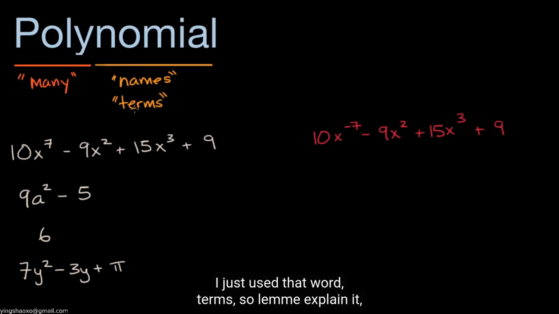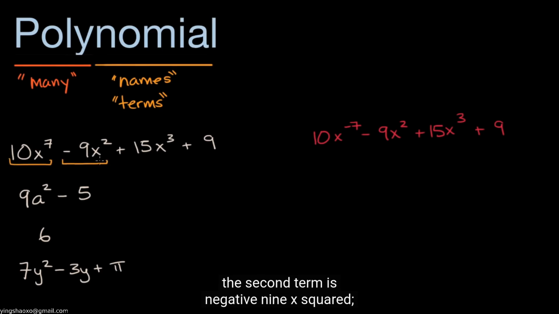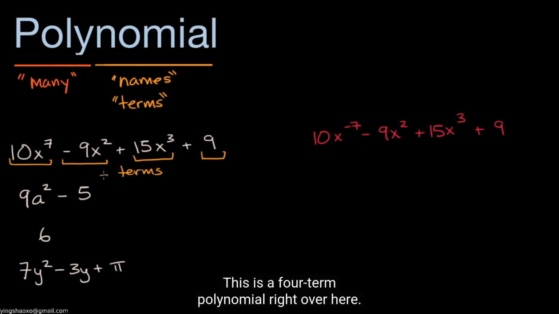And I just used that word term, so let me explain it, because it'll help me explain what a polynomial is. A polynomial is something that is made up of a sum of terms. And so, for example, in this first polynomial, the first term is 10x to the 7th. The second term is negative 9x squared. The next term is 15x to the 3rd. And then the last term, maybe you could say the fourth term, is 9. And you can see something, let me underline these. So these are all terms. This is a 4-term polynomial right over here.